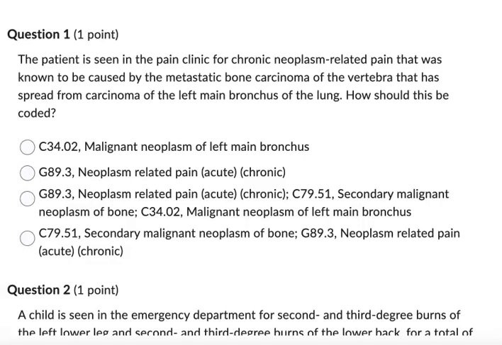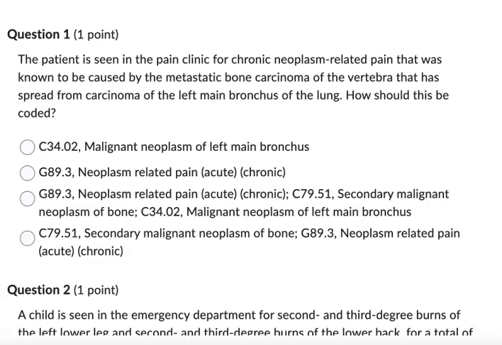So sequencing. If you notice in answer choices C and D, they both include G89.3. They both include C79.51. But what is missing is C34.02, which we know that our patient does have, this primary cancer of the bronchus. So when I talk about you reviewing the code, looking at the description, you're really scrutinizing the answers to eliminate what does not belong, right? So options A and B don't belong because they're missing key aspects of the scenario.